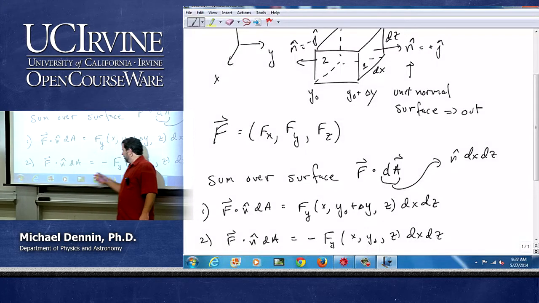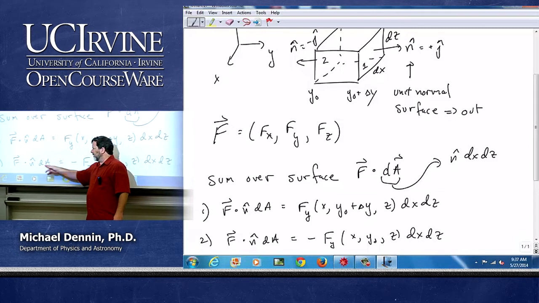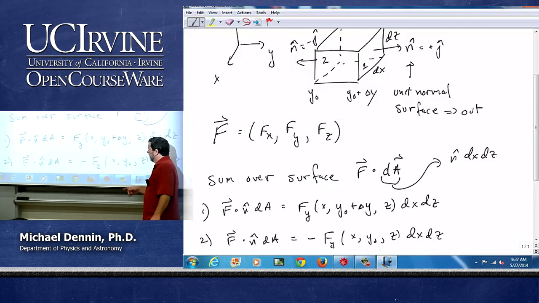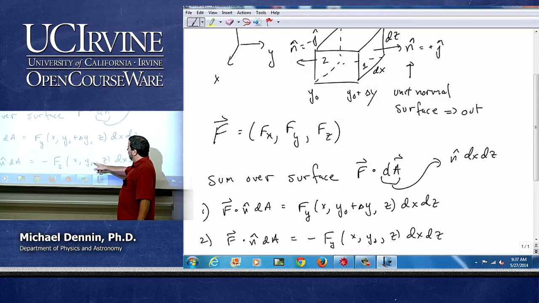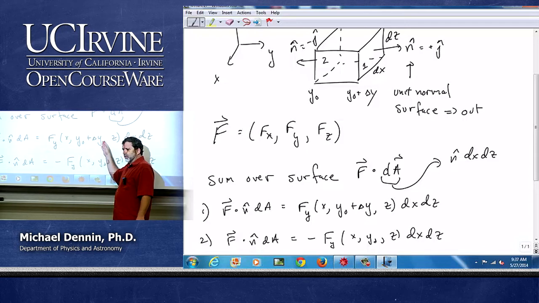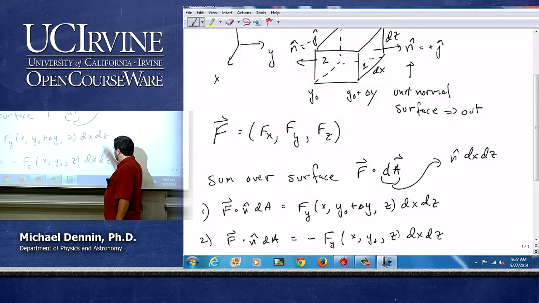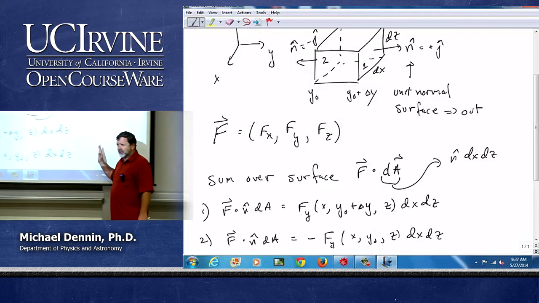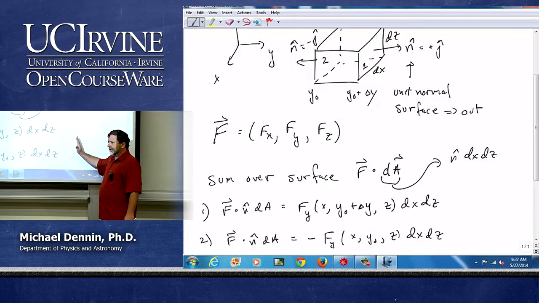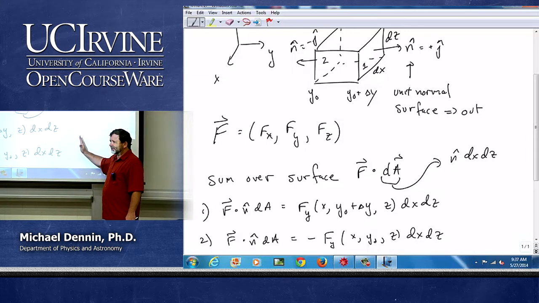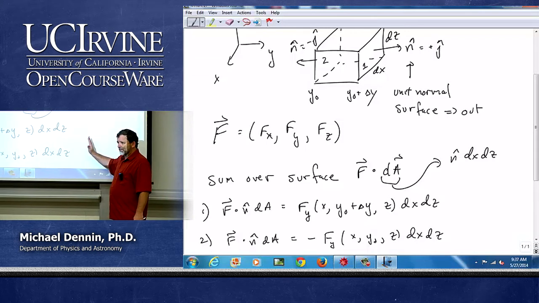So the f dot j gives me f sub y, but it's a minus j hat, so I get the minus sign. When I'm doing it on surface 2, I'm always at y naught, because surface 2 is picked at y naught. Surface 1 is always at y naught plus delta y. But as I vary over the surface, x and z can change. And my dA is dx dz in both cases. Okay? I just want to stop here for a second and make sure that this step is clear. We all good?